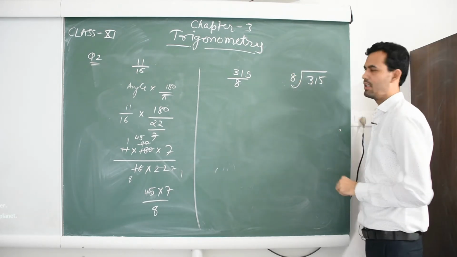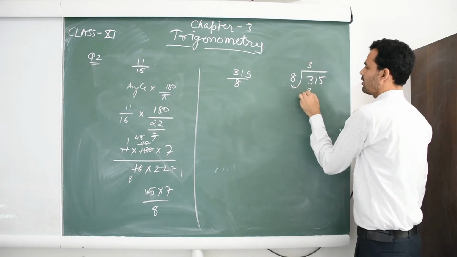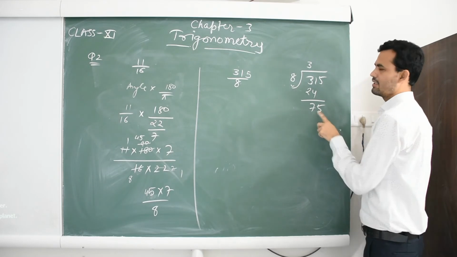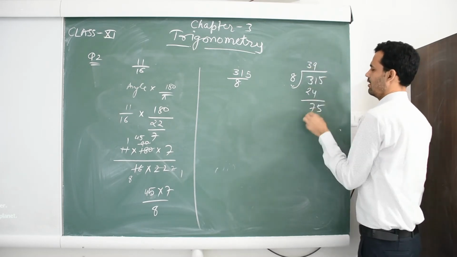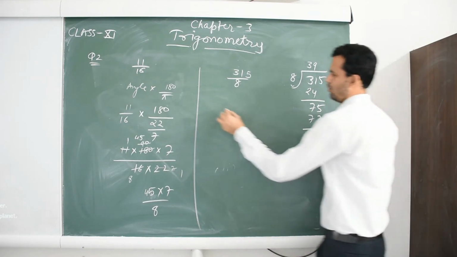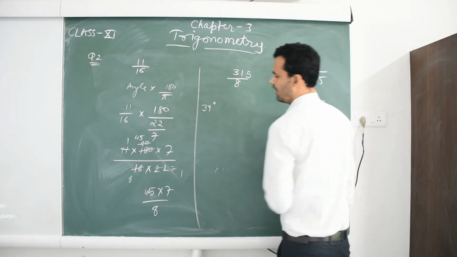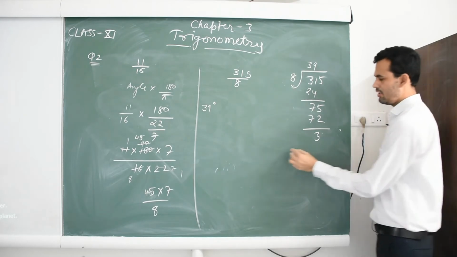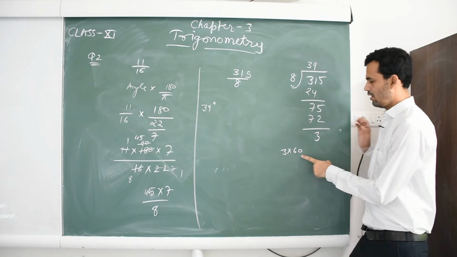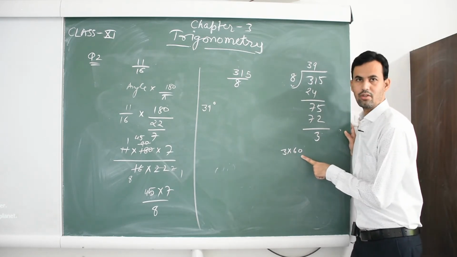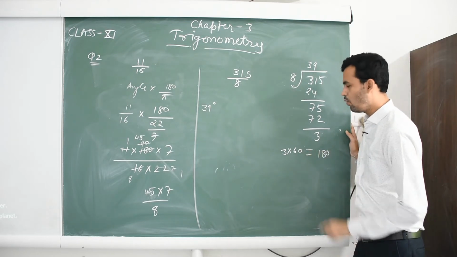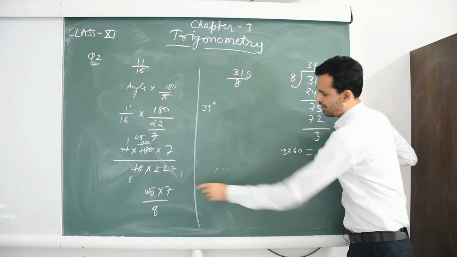315 divided by 8. So 8 threes are 24, 7 5, 8 eights are 64, 8 nines are 72. 3 remains, 3 is the remainder. So 39 degrees. Now this 3 is multiplied by 60. Why? Because 1 degree equals 60 minutes. So 3 into 60 we get 180. Now we divide this 180 by 8 again.